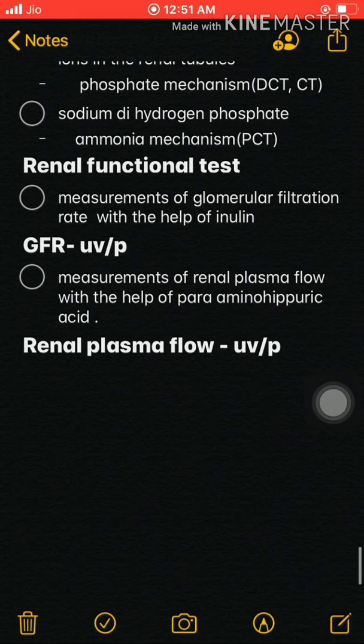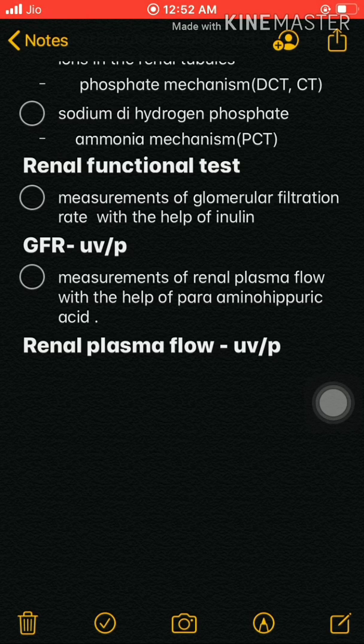Renal functional test. There are two types of test. First one is to measure the GFR, where a known amount of the inulin, a material which is neither reabsorbed nor secreted, is injected into our body, and then we have to examine the urine, how much volume of urine is excreted, plasma concentration and the concentration of the inulin in the urine with the help of the formula UV by P, where U stands for the concentration of the substance in the urine, V stands for the volume of the urine flow, and P stands for the concentration of the substance in the plasma.